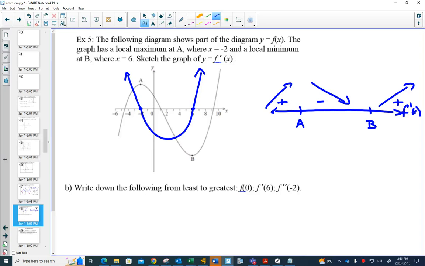Okay? Do we know the exact value of f of 0? Is there any scale given? No. What can you tell me about f of 0? It's bigger than 0. Is it all right if I put a plus sign underneath there to say that it's positive? Do we know the exact value of f prime of 6? We drew f prime at 6. Yes, we know that that one is exactly 0.